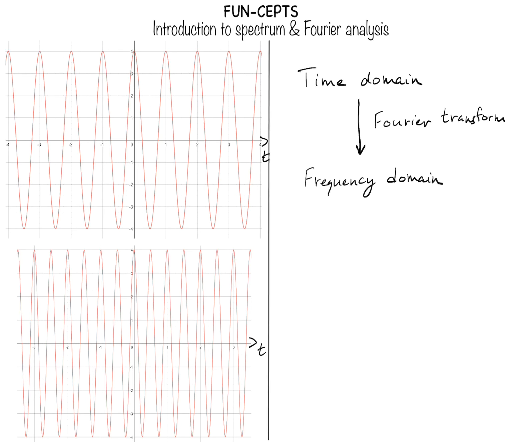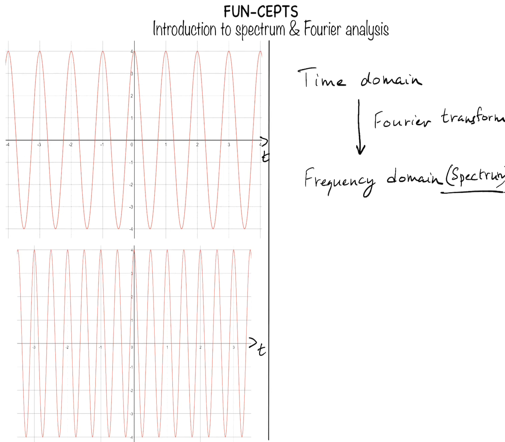Right? So we have three definitions here. First is the time domain representation of the signal. Then we have the spectrum, which is the frequency domain representation of the signal. And how do we go from time domain to frequency domain? By performing what is called the Fourier transform.